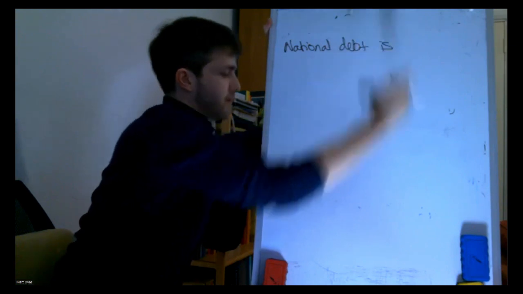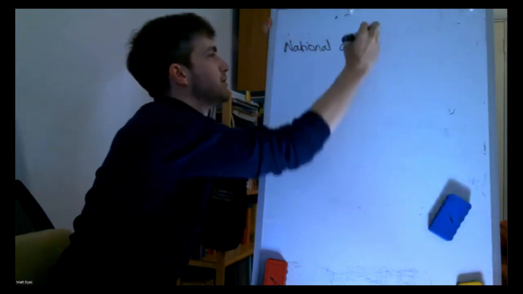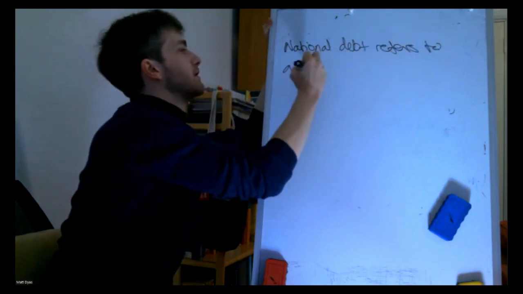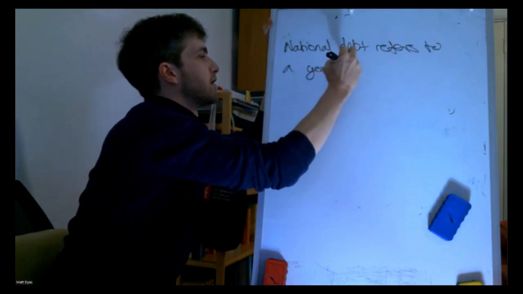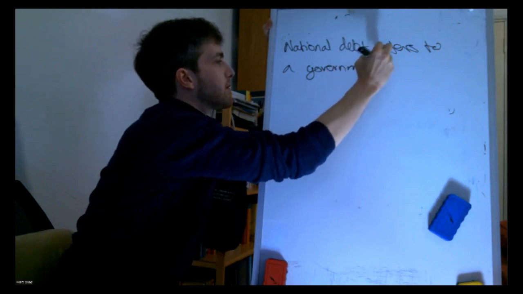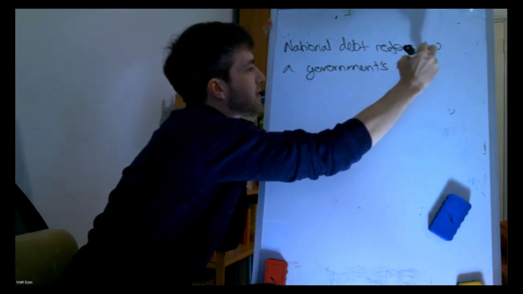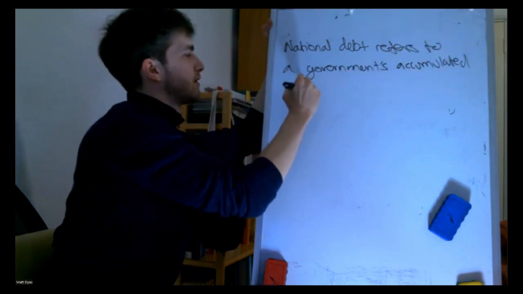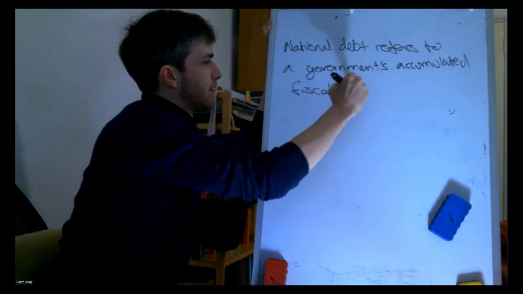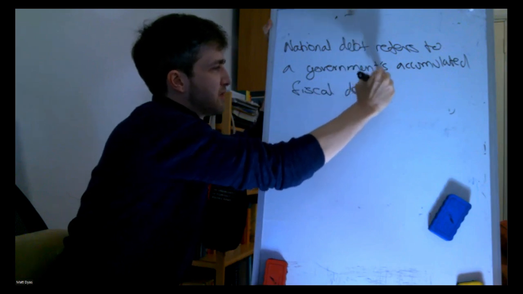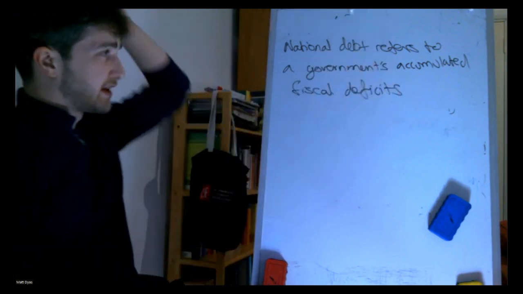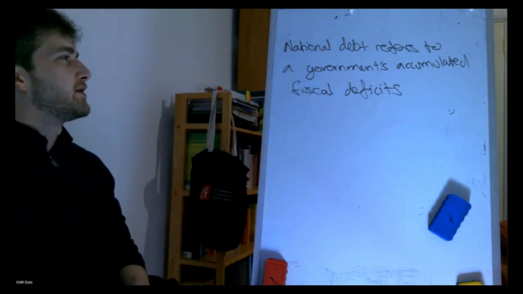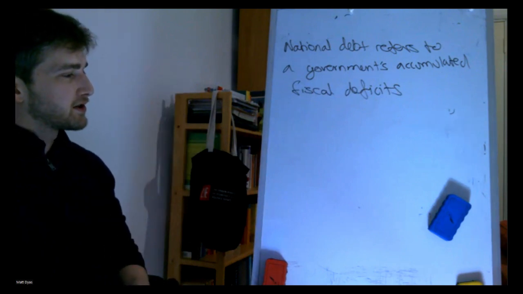refers to a government's accumulated fiscal deficits. And you might be thinking, wait, I thought you said you've got a really nice, easy, watertight definition here. What is this accumulated fiscal deficits concept?